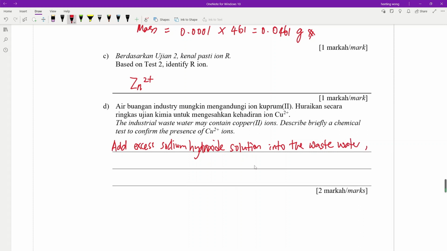Okay, the blue precipitate is formed. Okay, this is for the sodium hydroxide. If you don't want to use the sodium hydroxide, you can use the ammonia also. So if ammonia, add ammonia in excess.